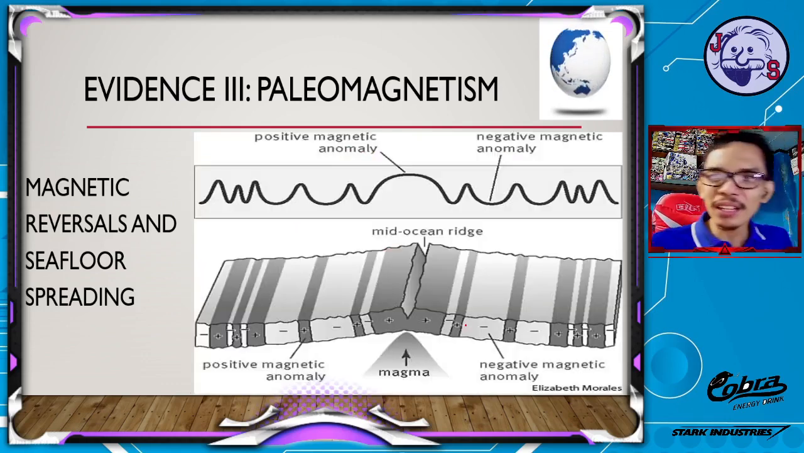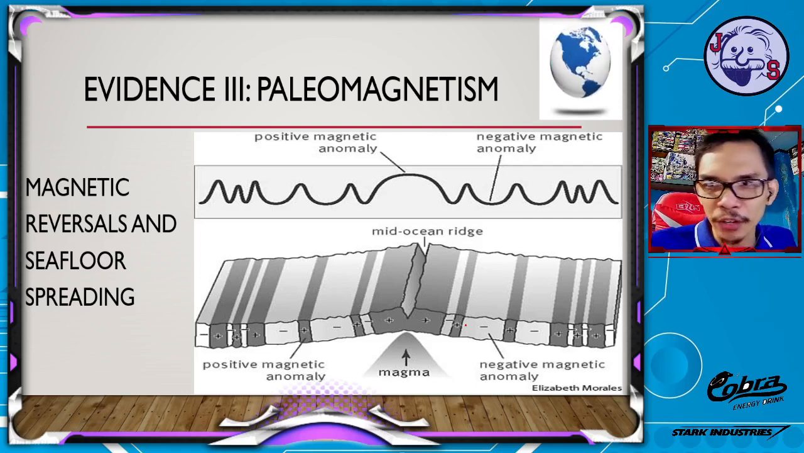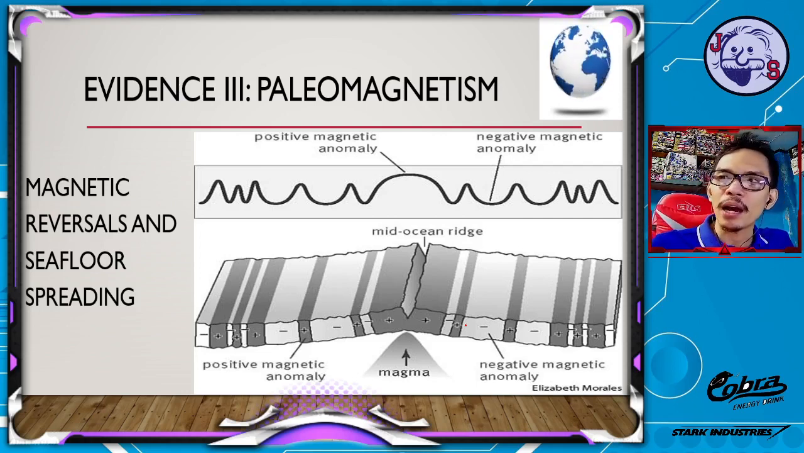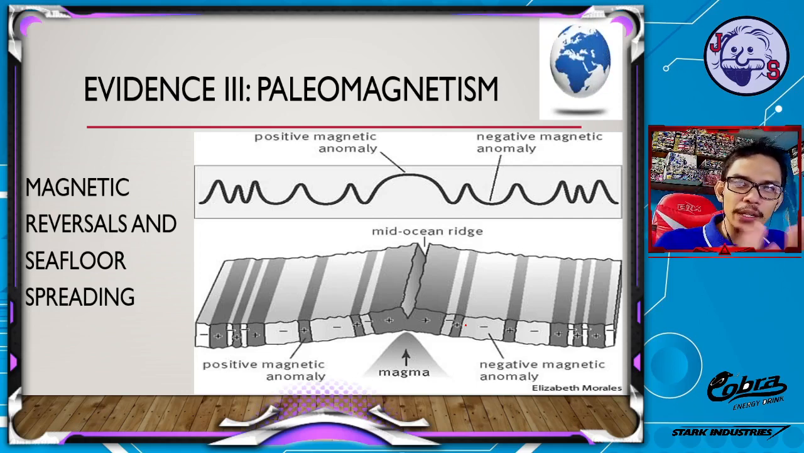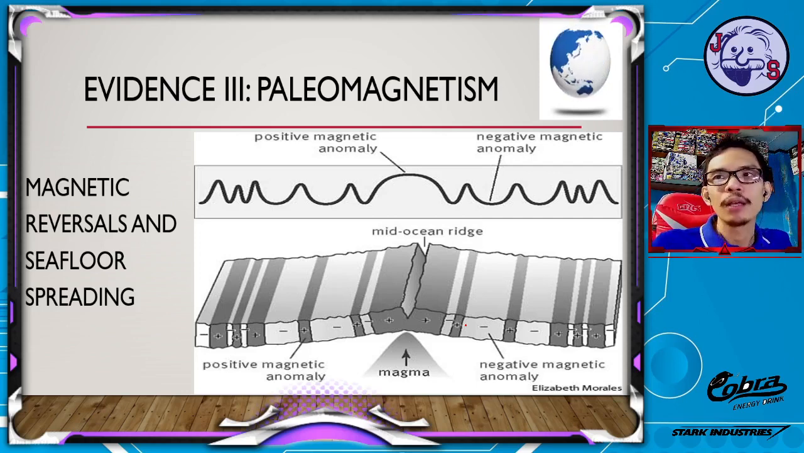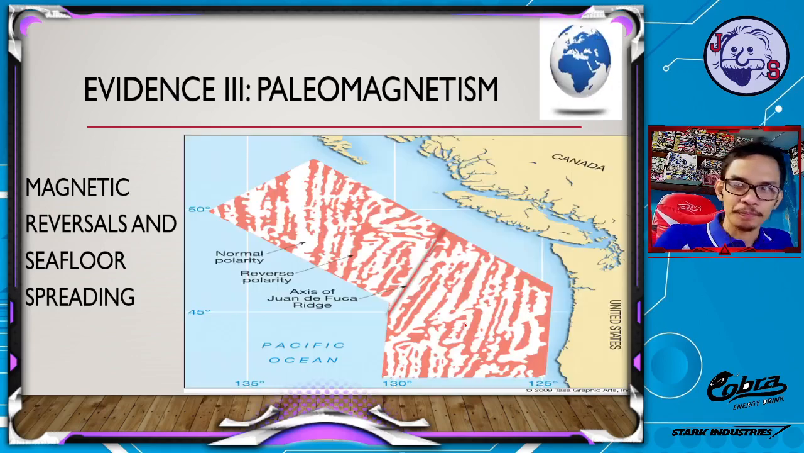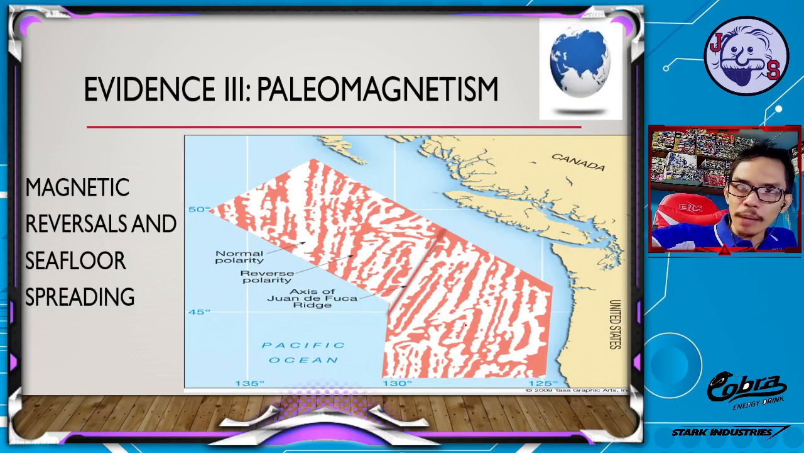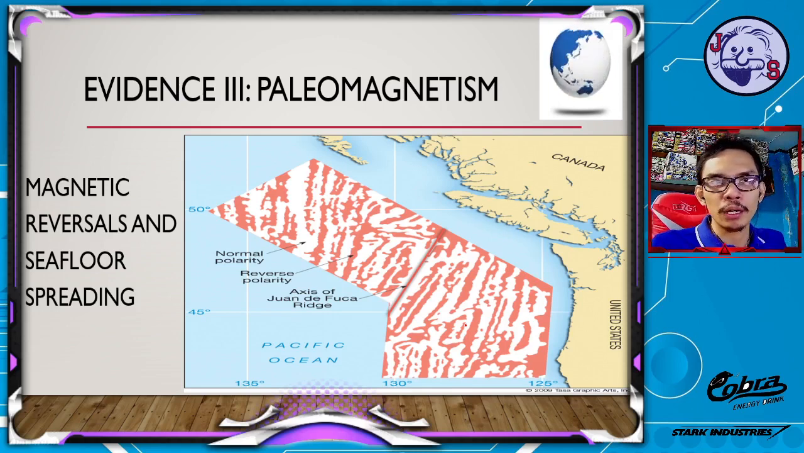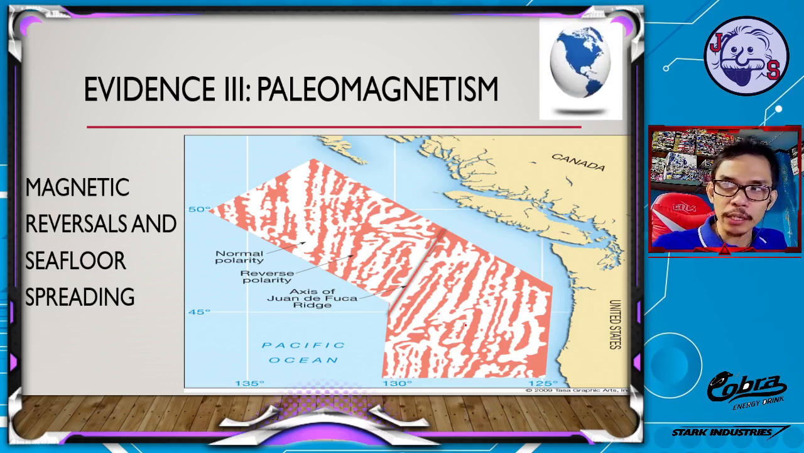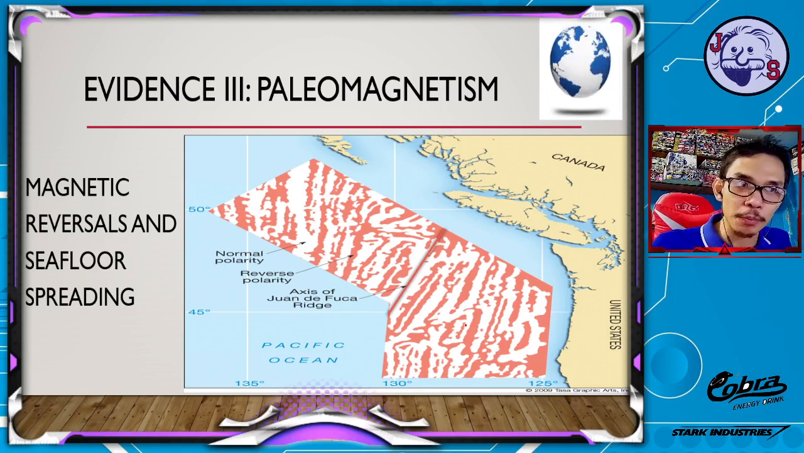All right? So these are the magnetic anomalies. The negatives are the reverse and the positives are the normal polarity. So it looks like this one. In a more realistic mapping of the ocean floor, it looks like this one. The red ones are the reverse polarity that happened in the past, and the white ones are the normal polarity.